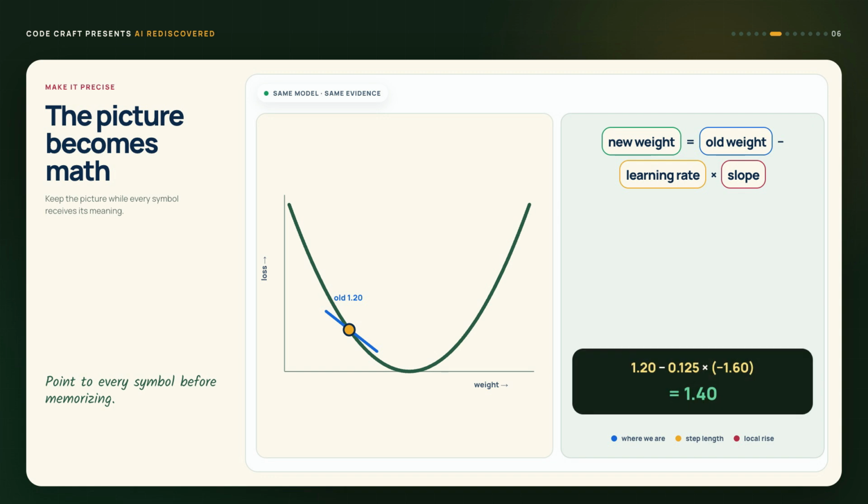Now substitute the numbers. 1.2 minus 0.125 times negative 1.6 gives 1.4. Watch the marker move from 1.2 to 1.4, while loss falls from 0.64 to 0.36. Every symbol points to something already visible. Nothing needs to be memorized yet.